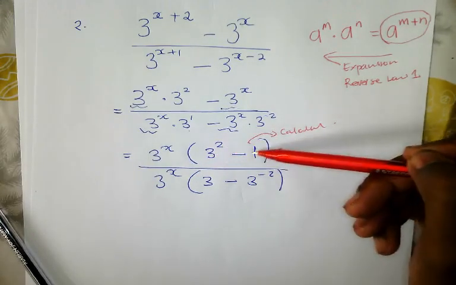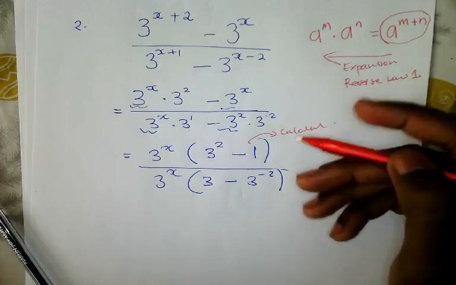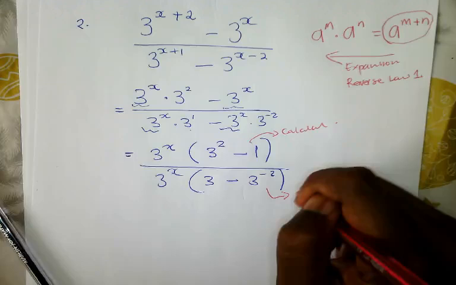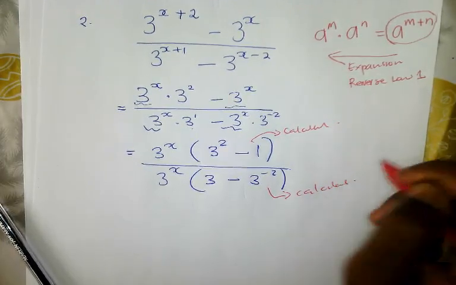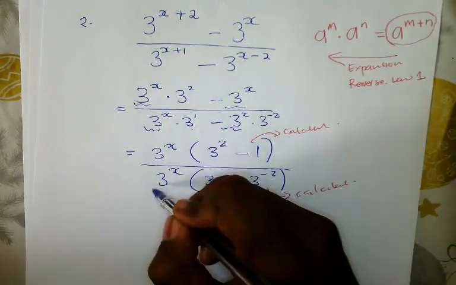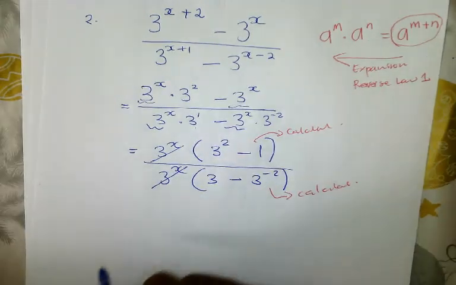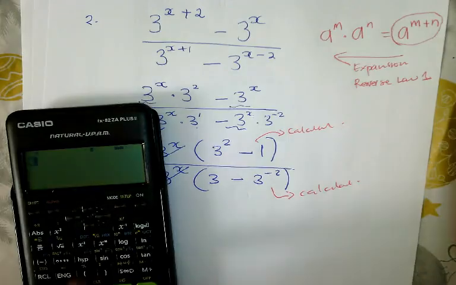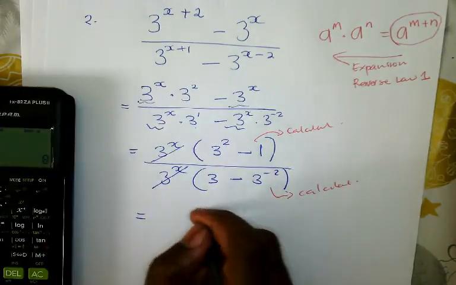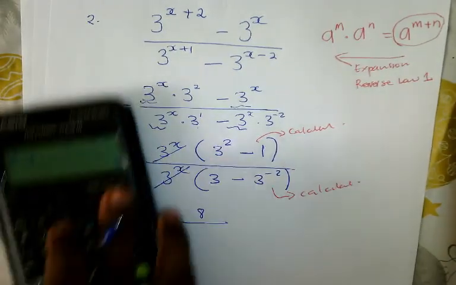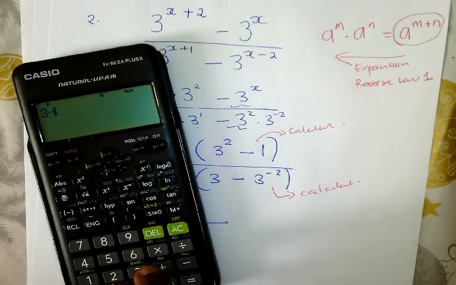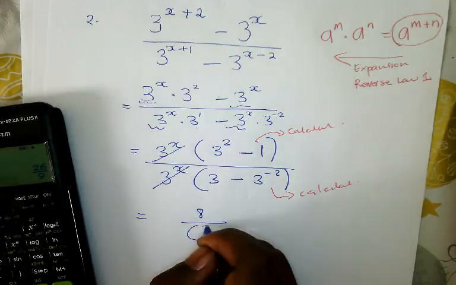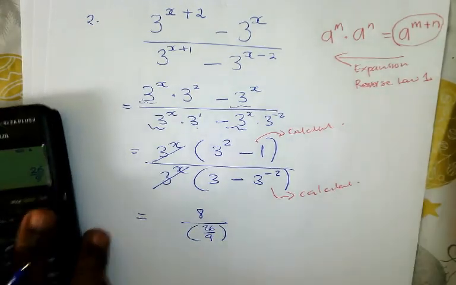But make your life easy. Whatever is inside the bracket, just press it on the calculator. They won't know. Nobody will ever know. This is going to cancel out. And then this, press it on the calculator. See, you get 8. At the bottom, press that on the calculator also. 3 minus 3^-2, like that. 26 over 9. Then press the whole thing on the calculator.